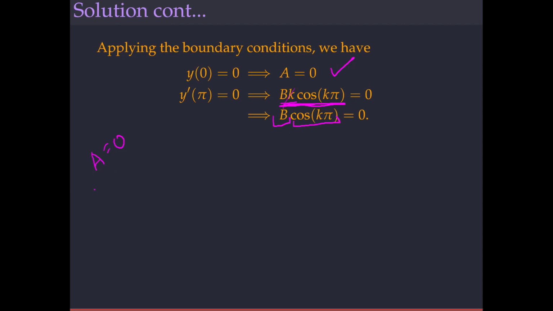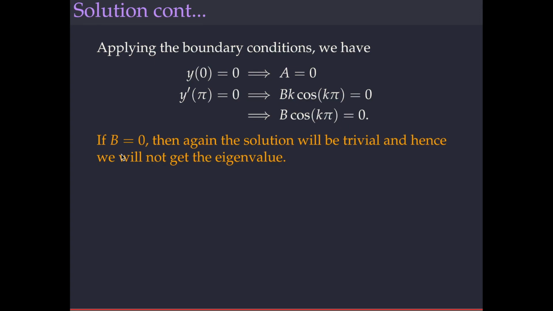If b is 0, what happens? We will not get a non-trivial solution, and hence the corresponding lambda is not an eigenvalue. So let's assume that b is not 0, but cosine k pi is 0. Okay, so I am assuming b is non-zero, so cosine k pi is 0.